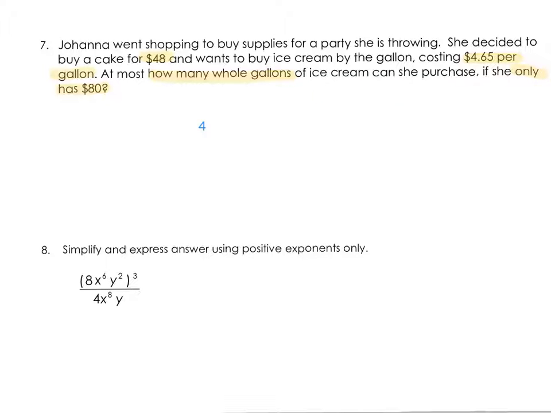So I know I'm spending $48 on the cake, plus I'm buying ice cream at $4.65, so 4.65 per gallon. Don't know how many gallons, so that's my x. But I need to have an inequality because I can spend only the $80. So $80, or I can spend less than that. So the amount that Johanna spends can be less than or equal to 80.